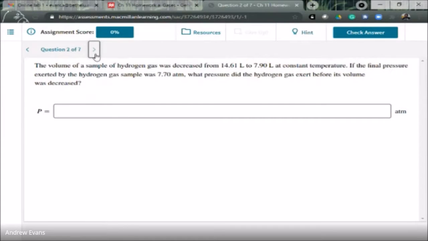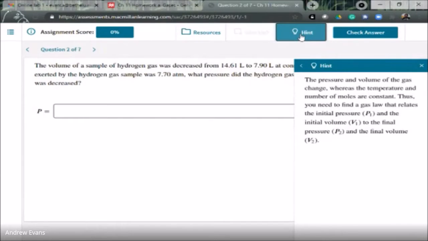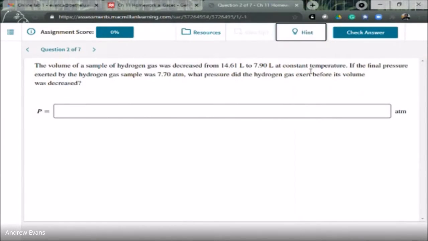So some of these problems will just be like individual laws put together. Like, the volume of a sample of hydrogen gas was decreased from 14.6 liters to 7.9 liters at a constant temperature. So this one is Boyle's Law. If the final pressure exerted by the hydrogen is 7.7, what pressure did the hydrogen exert before the volume was decreased? So the hint is P1 V1 equals P2 V2.